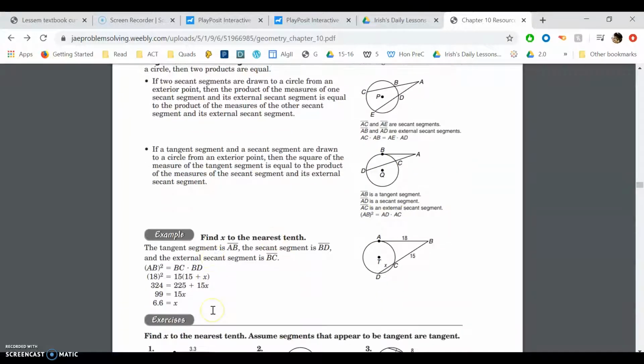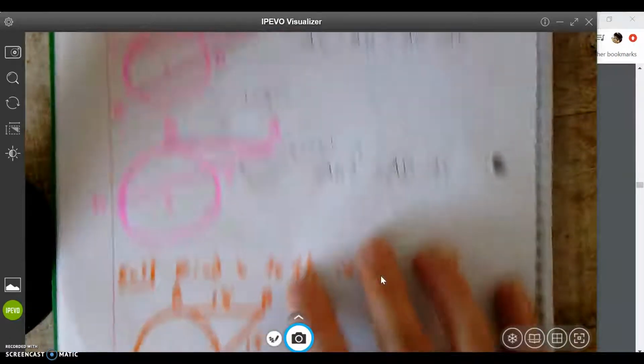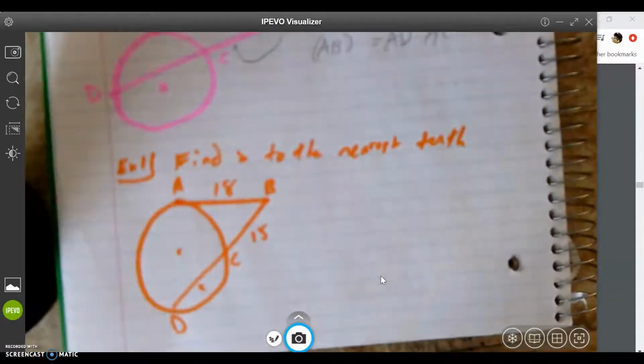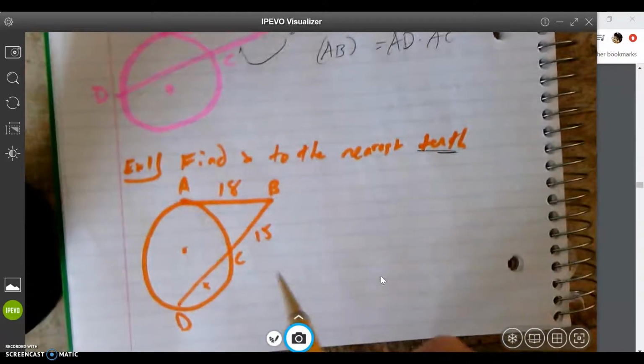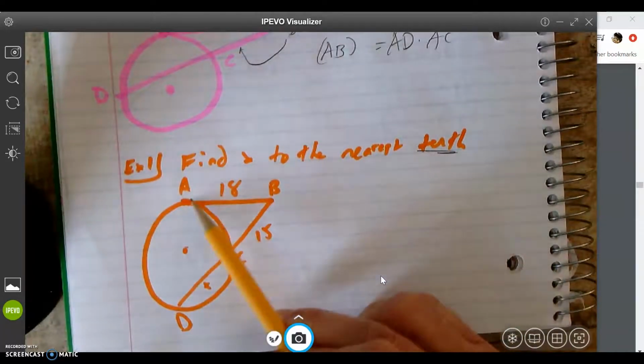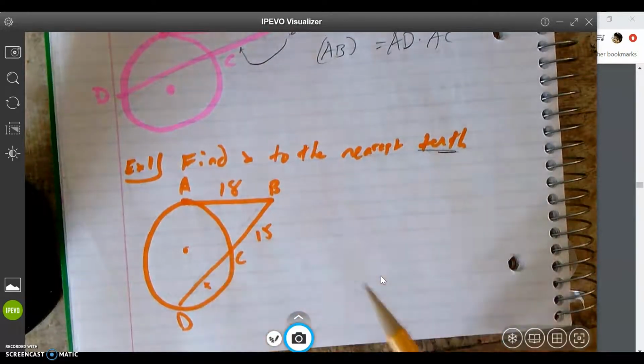So now let's go over example 1 right here. Copy this down in your notes. Example 1, I wrote it in my notes. Pause the video if you need. Bam. Okay, so here we go. In orange, find x to the nearest tenth. Very important, nearest tenth. So when you do your calculator on your phone or whatever, make sure you have it. So we have 18 here, we got 15, and we got x. We got to figure out what that x is.